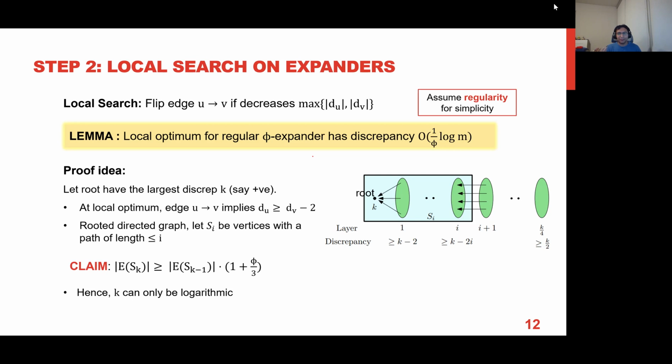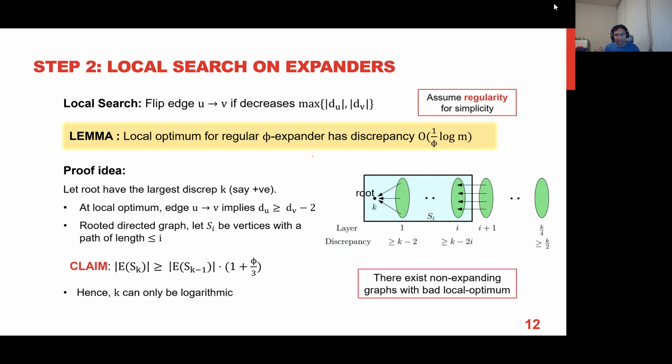Why this is powerful is because the total number of edges in your graph is just m. Hence, you can only go roughly logarithmic in m number of steps. After that, you'll already exhaust all the edges. So basically in each step, your discrepancy is only decreasing linearly, but the number of edges is increasing exponentially, and hence you cannot have more than logarithmic steps. That's the main idea, and you can work out the details.